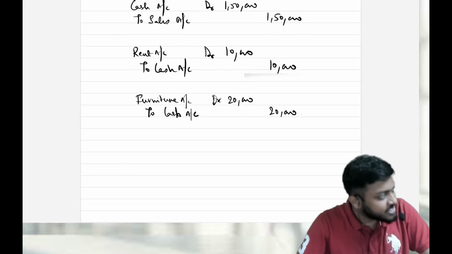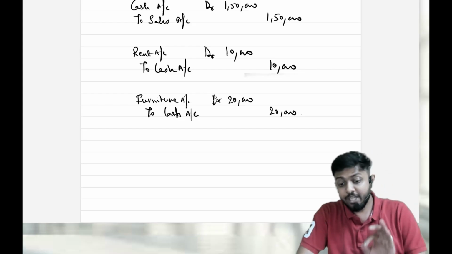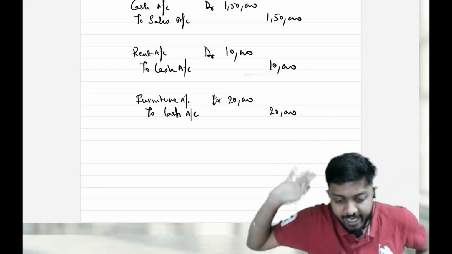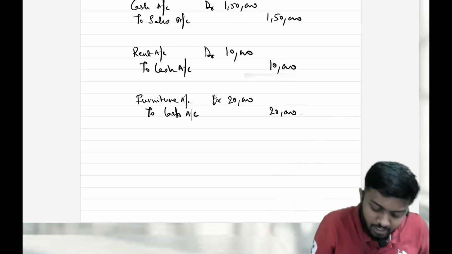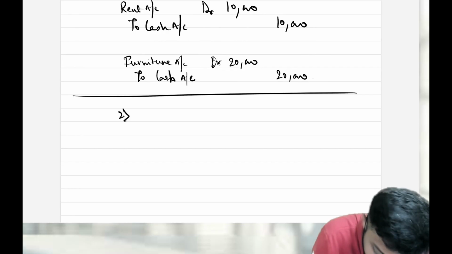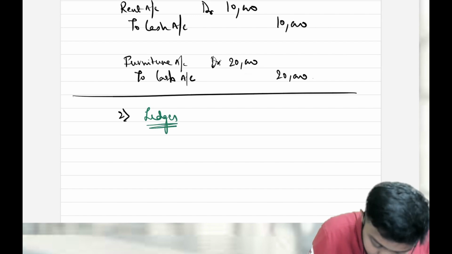Now all these transactions have been recorded. Closing stock will come in trading account. The entry will be passed there only directly. So right now we have recorded all the transactions. Once all of these are recorded, then we'll enter into the second step. What is our second step in the accounting cycle? That is ledger.